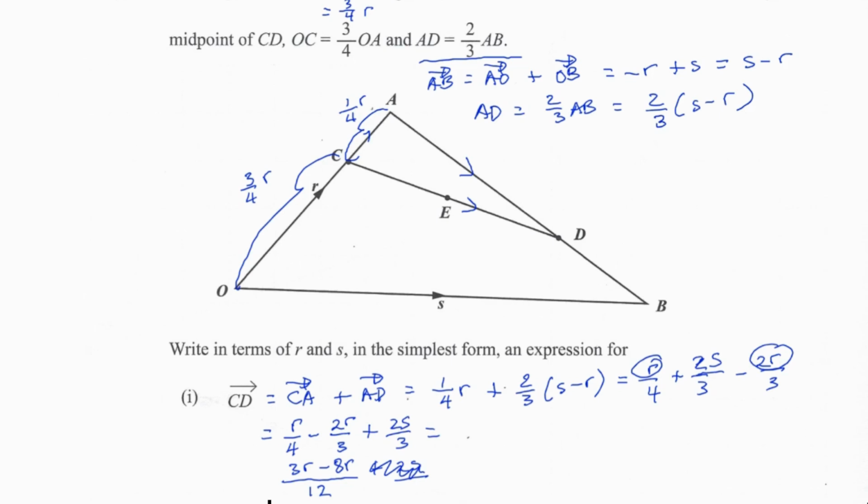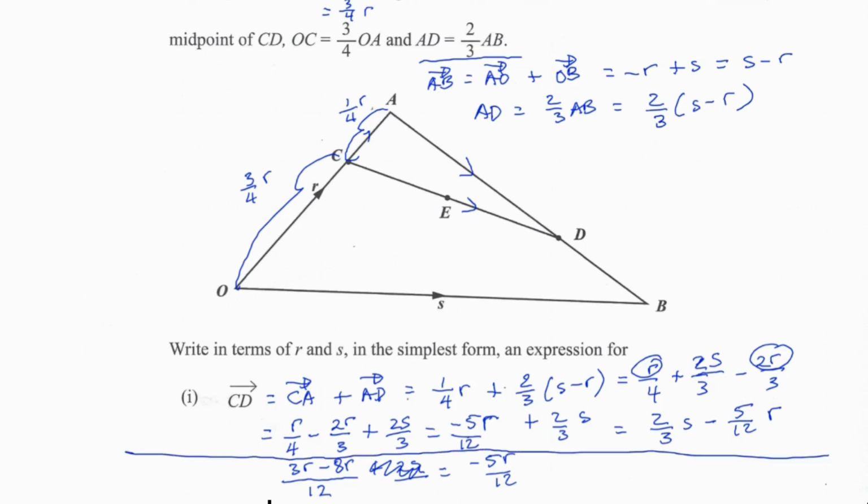So let's simplify this. Can I simplify this any further? 3R minus 8R is equal to what? Minus 5R over 12. So what I get here is minus 5R over 12, and I'm writing it like this now, plus 2/3 S, which is the same thing as, you can just flip them around, 2/3 S minus 5 over 12 R. So I'm separating this because this is just how we work this out. And our final answer here for CD would be equal to this, which is expressed in terms of S and R as the question asked us for.